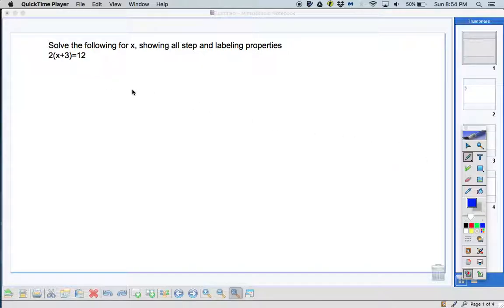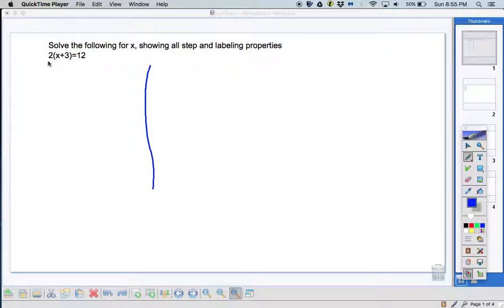An algebraic proof is typically a two-column proof, which means that you'll have a left side and a right side. The left side is where you're going to do your algebra the way you would normally do it, and on the right side you're going to have properties. So for each step you do on the left, you have to write a property.